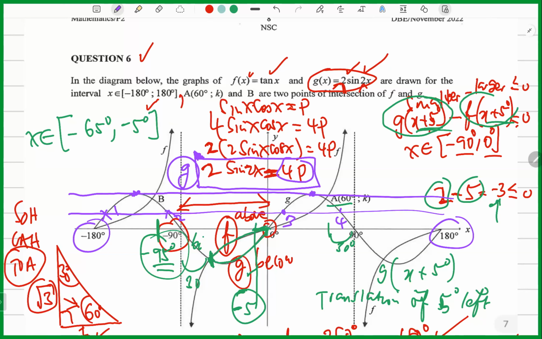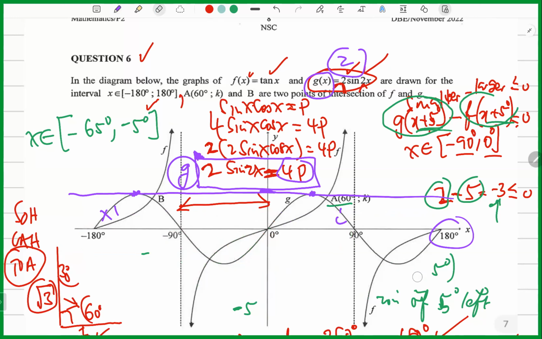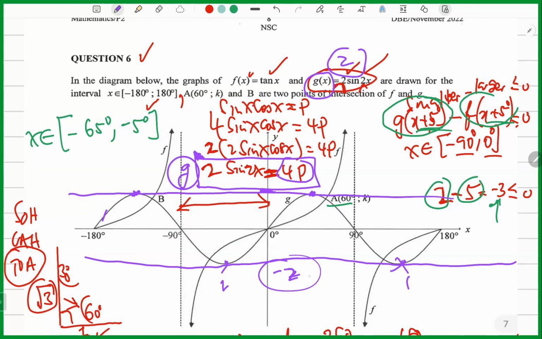So now the question the examiner is asking, what are the values of p? It must touch it. If it touches at this point, what is the amplitude of g? The amplitude of g is 2. But either it touches above or it touches below. Okay, this has become so untidy. Let me clean up a little bit. If it touches here, or above, it will touch there. Here at this point, the minimum is minus 2. There, the maximum is 2.